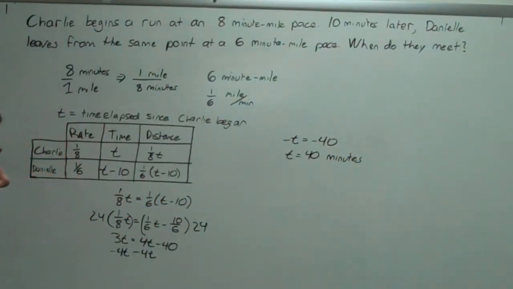So Charlie's on the road for 40 minutes, Danielle's on the road for 30 minutes, and the total distance that they've traveled is 5 miles. I know that by multiplying 40 times 1/8, or similarly 30 times 1/6. So 40 minutes.